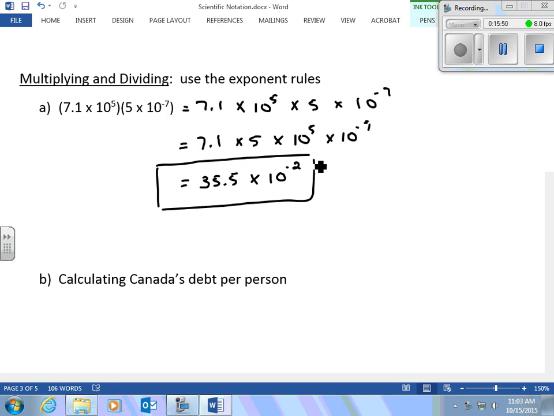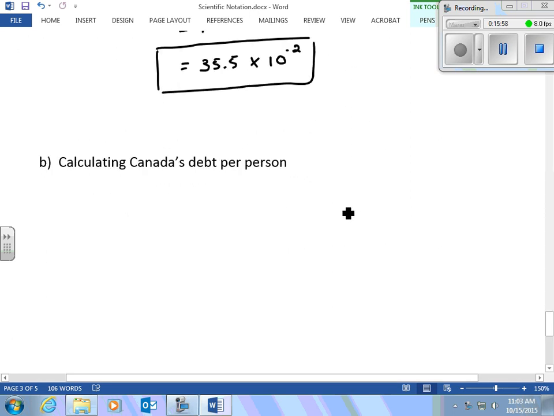And that's our goal. If I wanted to calculate Canada's debt per person, I want debt per person. So I'm going to take the Canadian debt and divide that by the population so that I know how much each person in Canada owes as far as the federal debt goes. So that's a dividing question. So that would be 5.691 times 10 to the power of 11. These are the numbers from earlier in the class, divided by 3.46 times 10 to the power of 7.